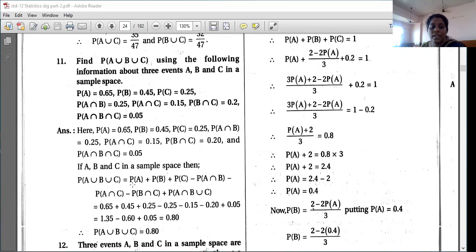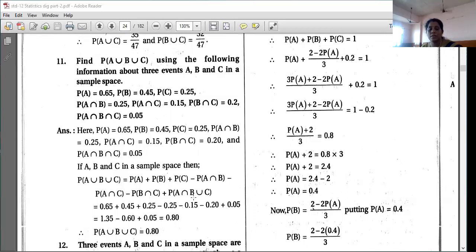So your formula is P of A union B union C. Here nothing is given like mutually exclusive or exhaustive, so you take this formula: P of A plus P of B plus P of C minus P of A intersection B minus P of A intersection C minus P of B intersection C plus P of A intersection B intersection C. This is the long formula of P of A union B union C. Remember this formula, learn all these formulas by heart.